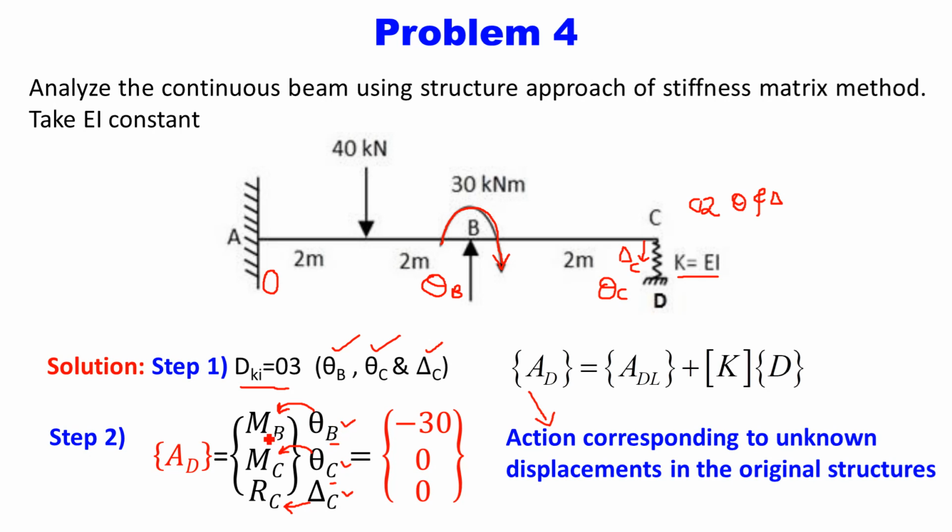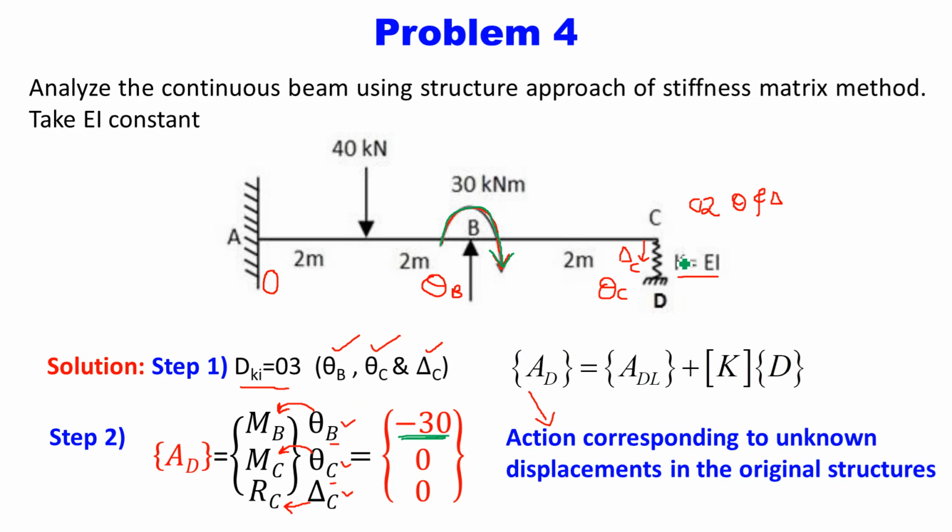So in the original structure, we have to see point B, point C. Is there any external moment given at point B? If you look at the original structure, yes, there is one moment given which is having clockwise nature. Magnitude is 30. So clockwise means minus 30 kN/meter. So first element, moment at B, is minus 30.